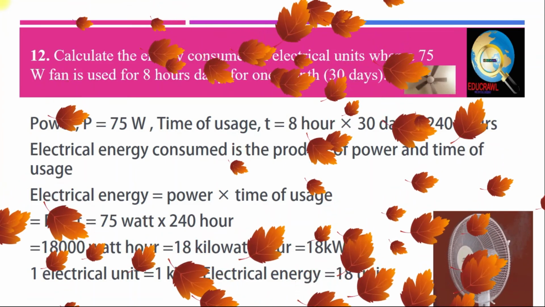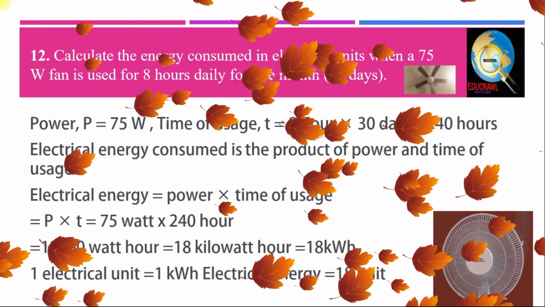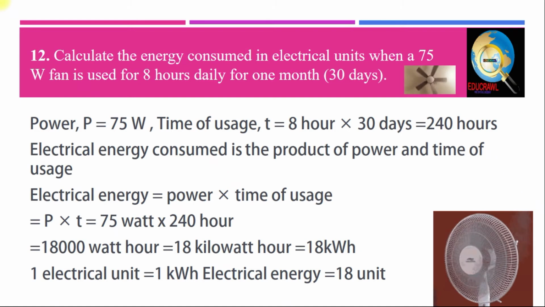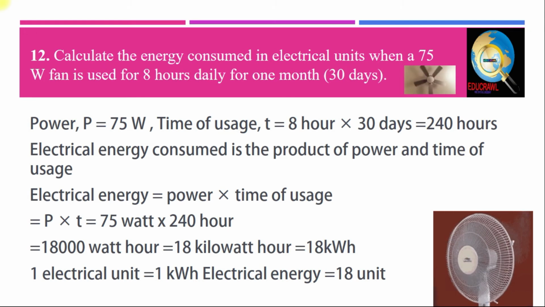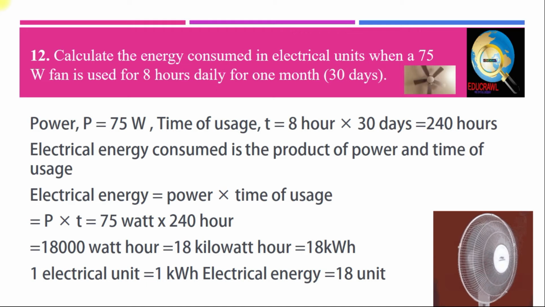The 12th problem. Calculate the energy consumed in electrical units when a 75-watt fan is used for 8 hours daily for 1 month. So this 1 month consists of 30 days, they have given.